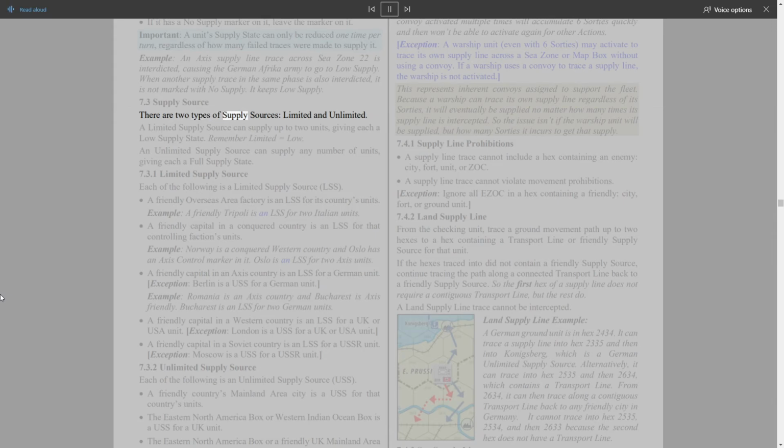7.3 Supply source. There are two types of supply sources, limited and unlimited. A limited supply source can supply up to 2 units, giving each a low supply state. Remember, limited equals low. An unlimited supply source can supply any number of units, giving each a full supply state.